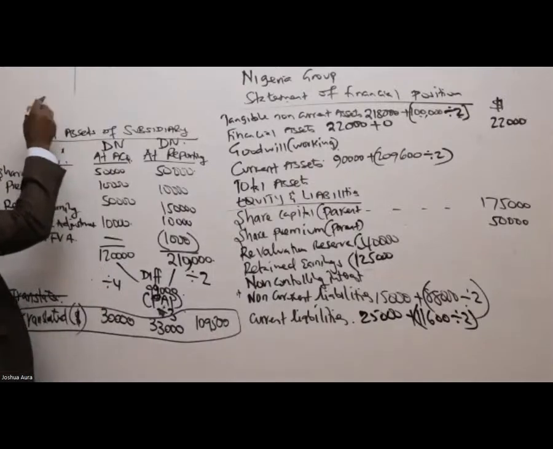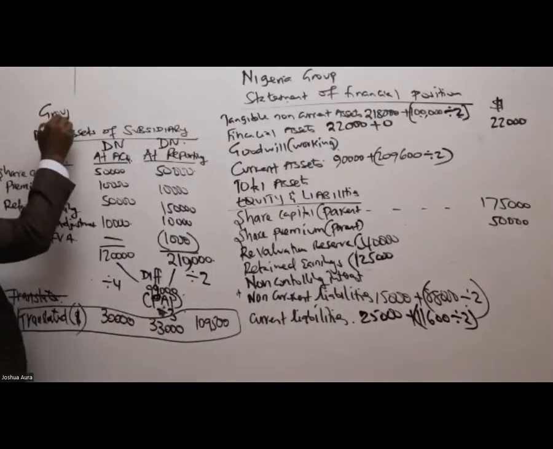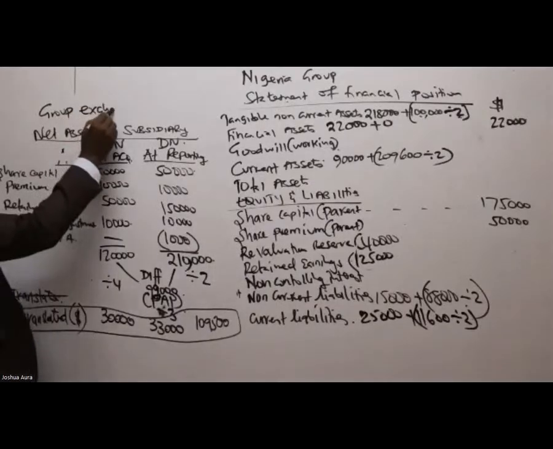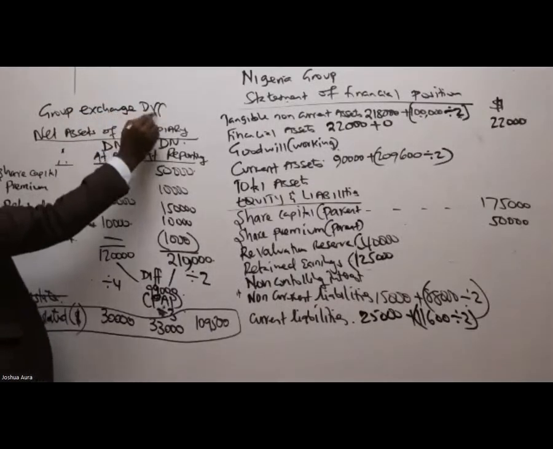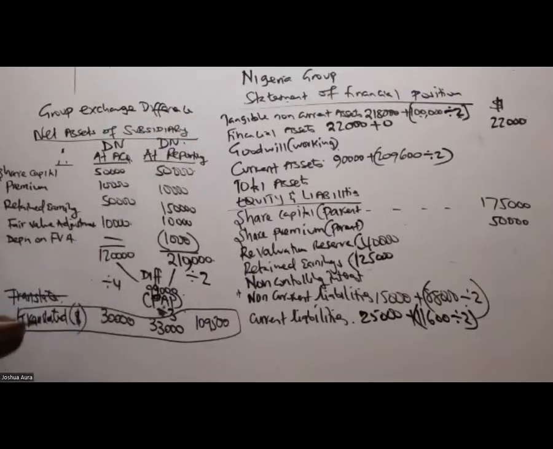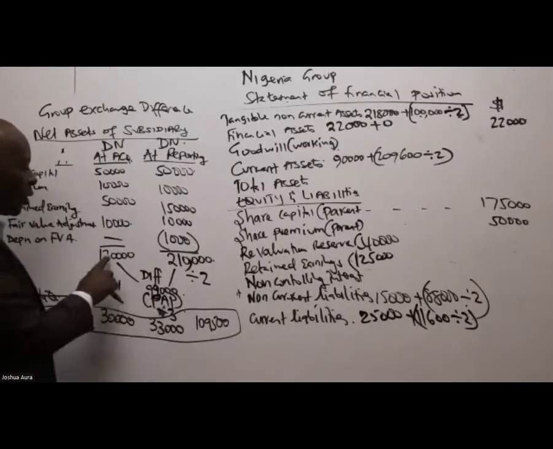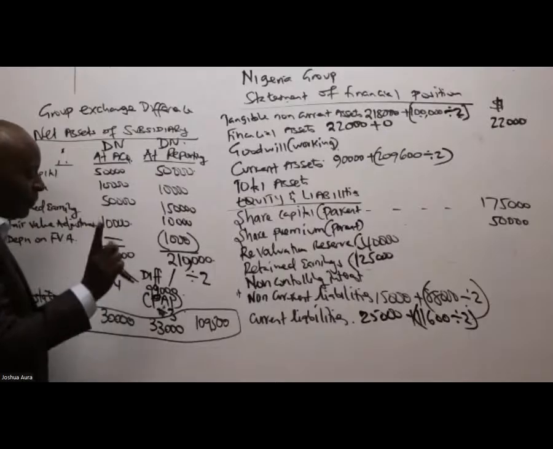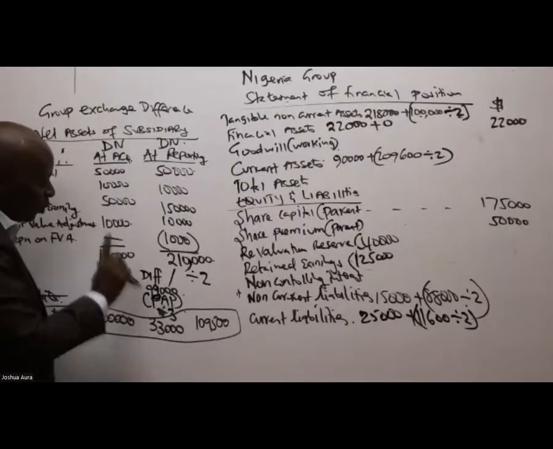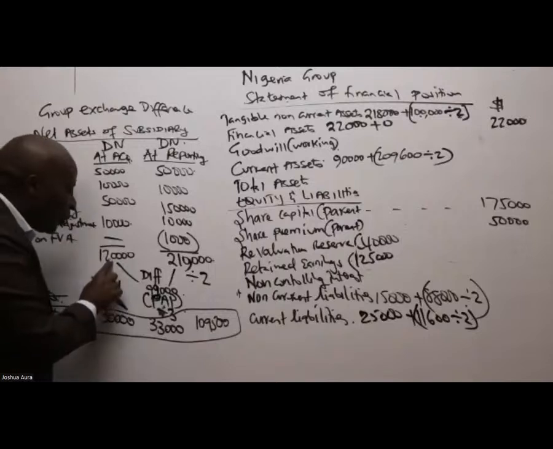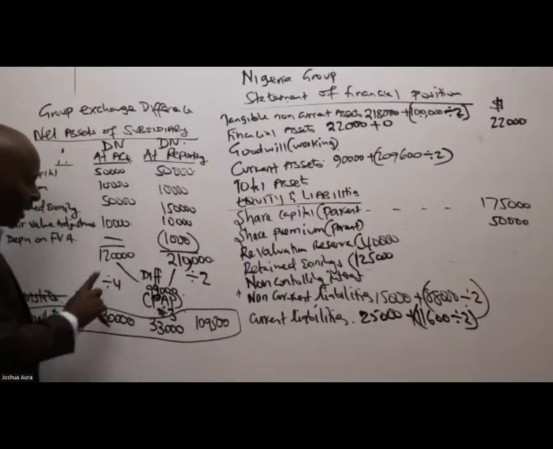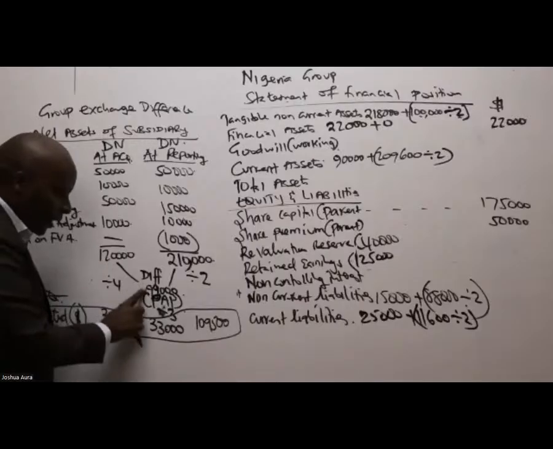Come and give us what we call the group exchange difference. When you are translating here, there will be exchange differences. How do these exchange differences come about? Listen to me very well. Can somebody in this case give me 120,000 plus 99,000? Please add this and this.